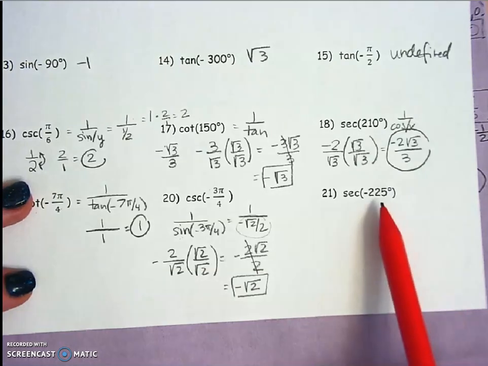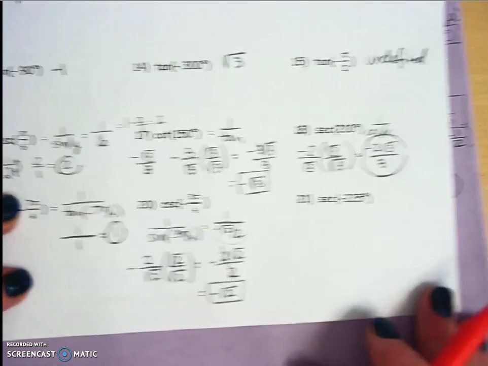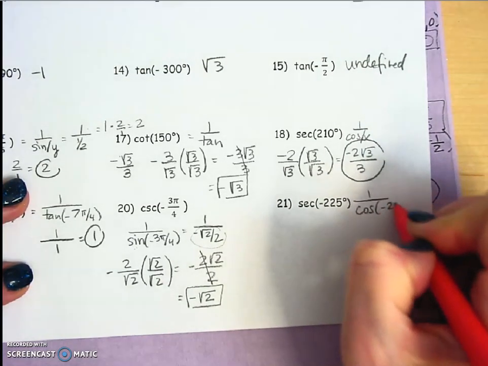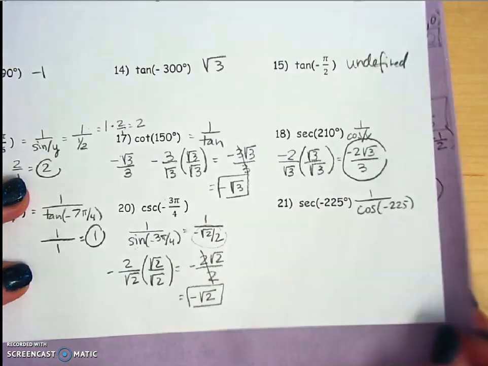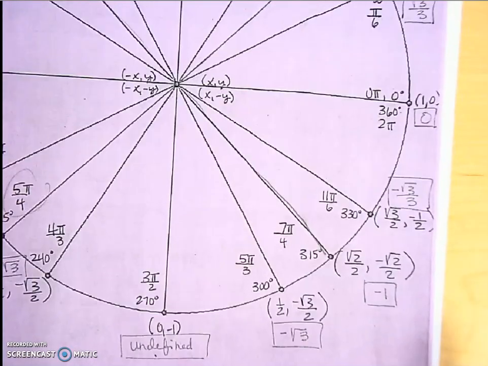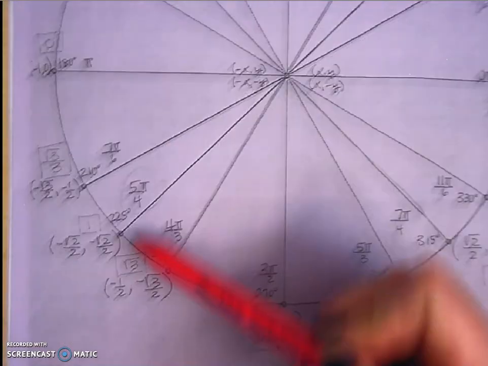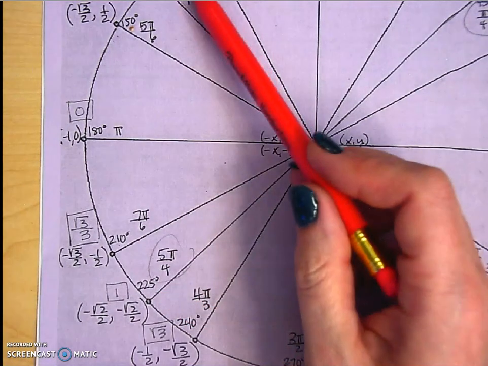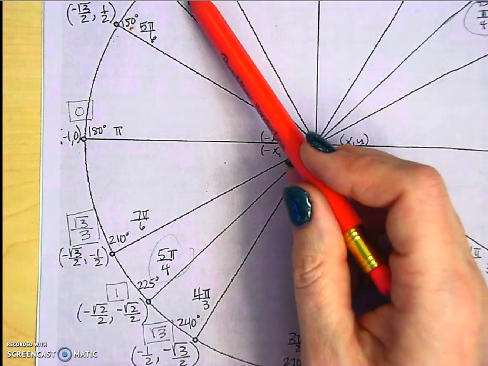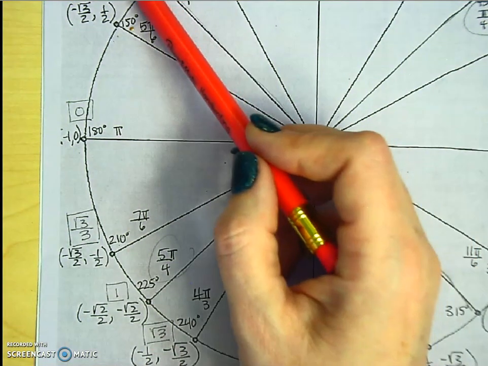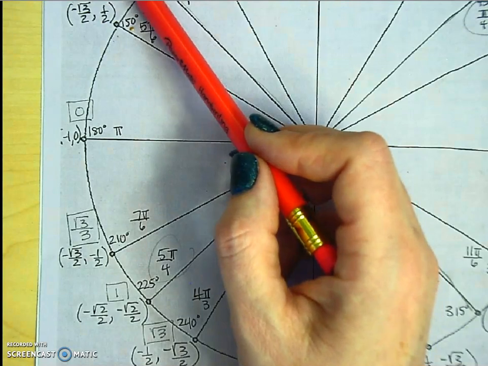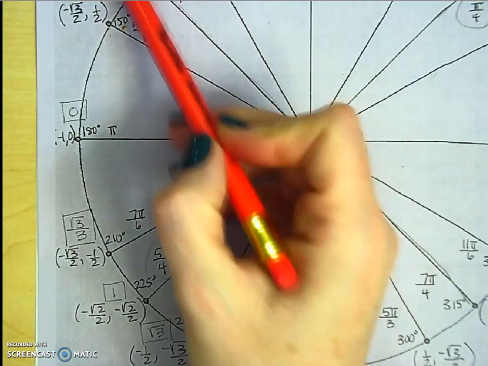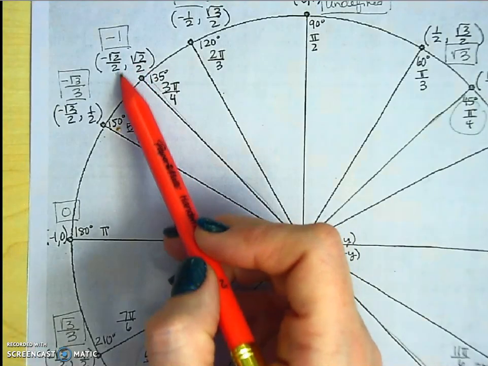So you pause and do 21. So secant is 1 over cosine. So -225. Find the positive version. Positive 225, reflect it over the x-axis, gets me to 135. And cosine is the x value. So negative rad 2 over 2.